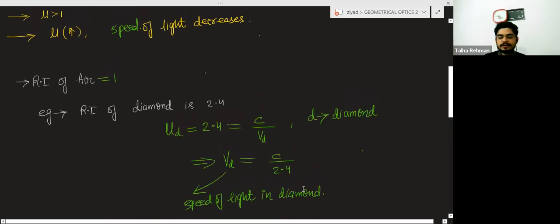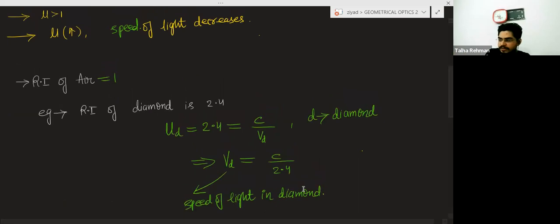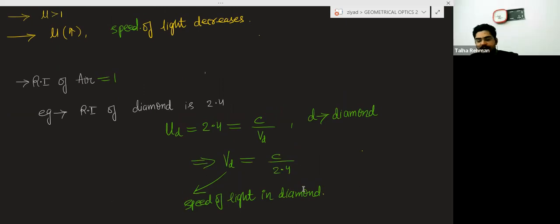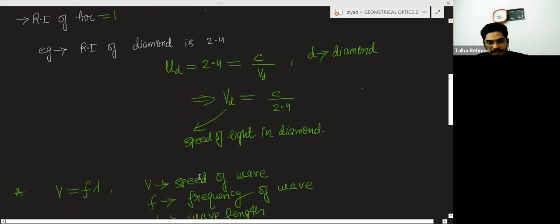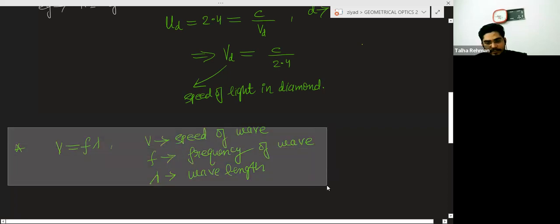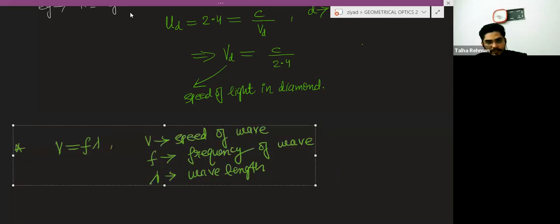And we know that light is an electromagnetic wave. Light is a wave. So for a wave, there is a relation between the speed, frequency, and wavelength. This is that relation: speed of the wave is equal to frequency times lambda, the frequency of the wave and wavelength. For light also you can apply this equation, because light is also a wave.